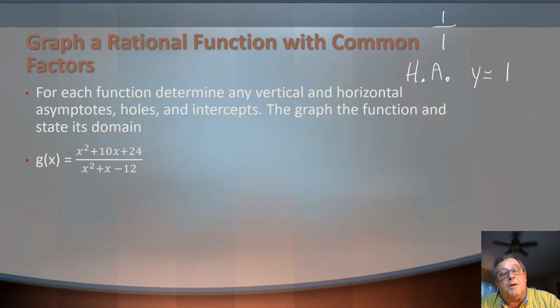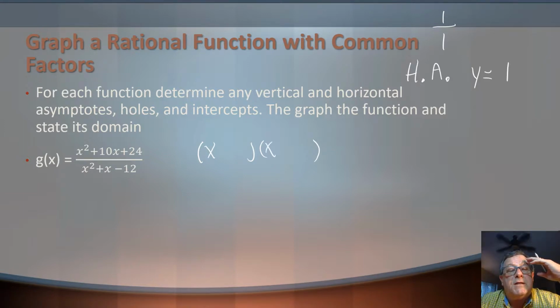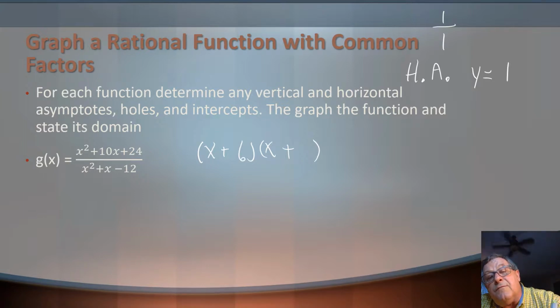So let's see, x squared plus 10x plus 24. I'm working on the numerator first. I need a couple of sets of parentheses. Since it's just a 1x squared, I'm going to put an x on the left side of both parentheses. I've got a positive constant and a positive middle term, so I'm going to have positives inside my parentheses. And I need two numbers that multiply to 24 and add to 10. Looking at that, 6 times 4 is 24, and 6 plus 4 is 10. So how about 6 and 4?